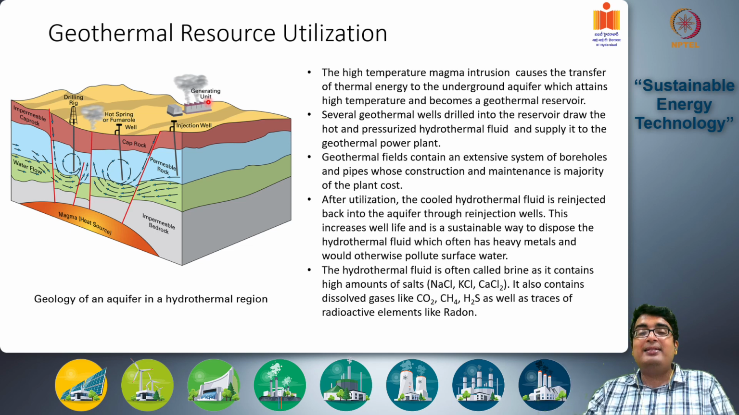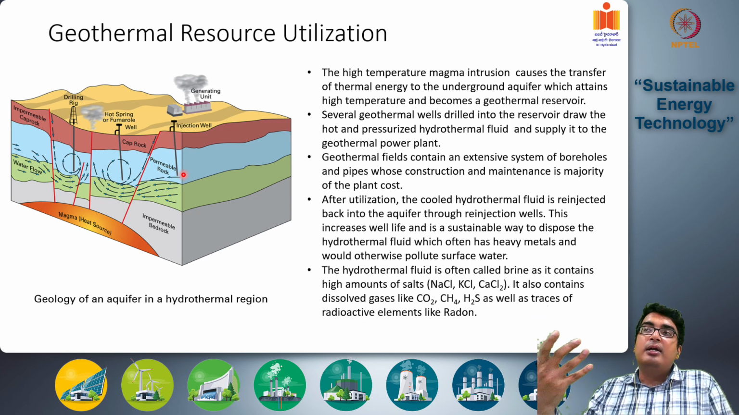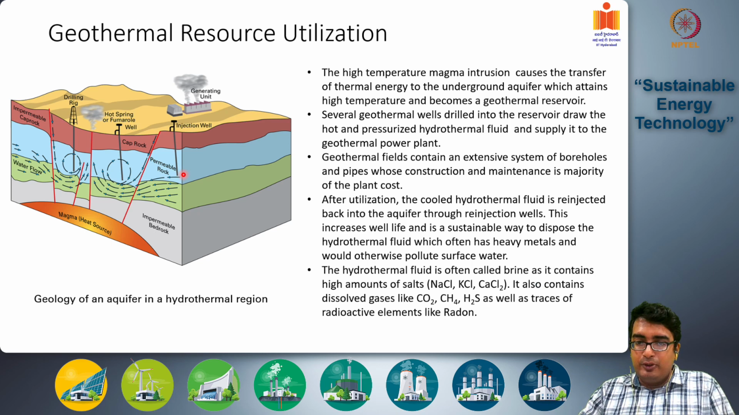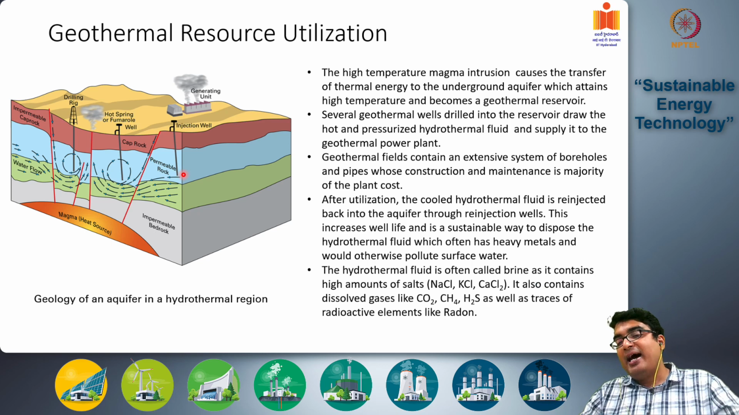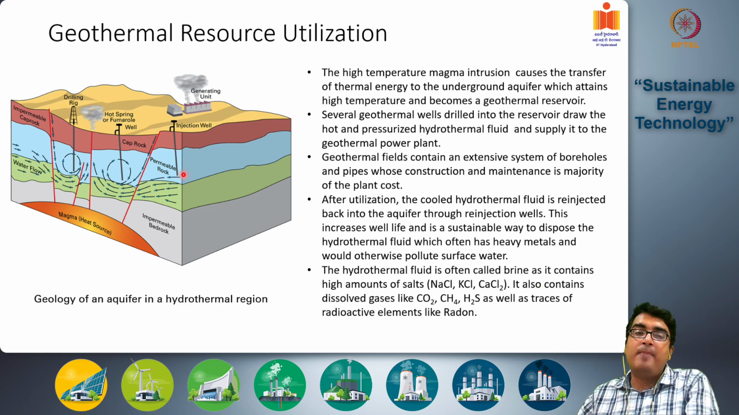Then the condensed geothermal fluid is injected back into the aquifer through a reinjection well. This helps to keep the aquifer recharged so that the water in the aquifer does not go down. So we use the heat and then re-inject the water back into the well to keep the aquifer from being emptied out.